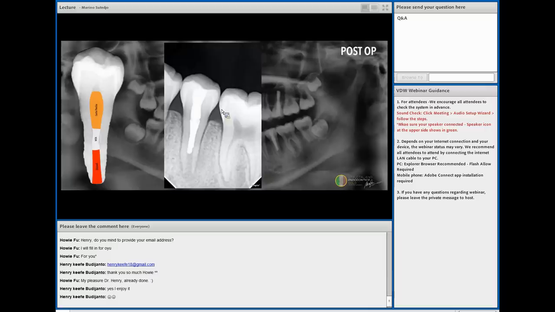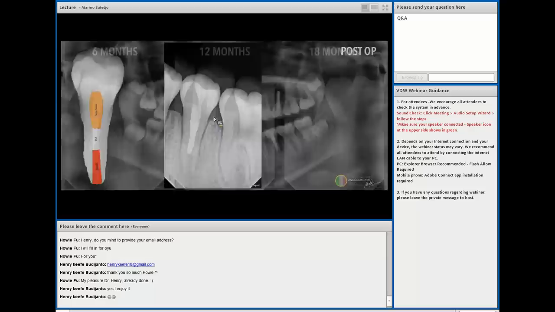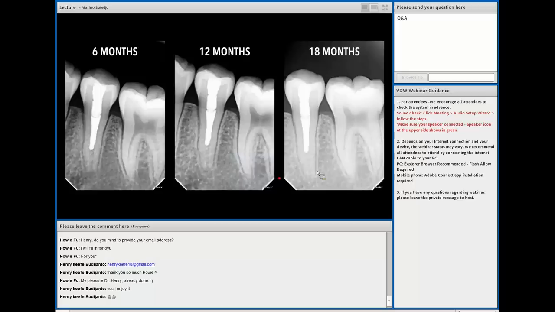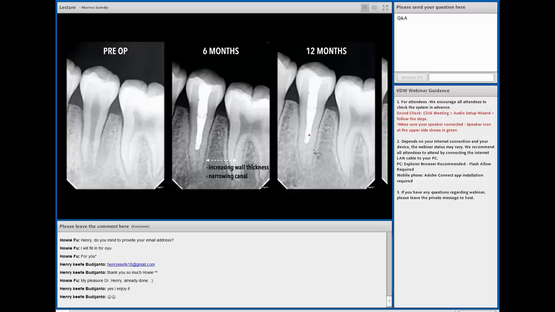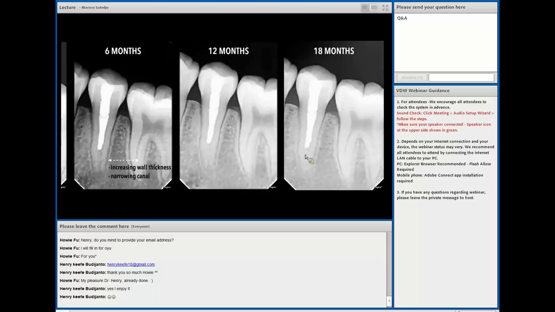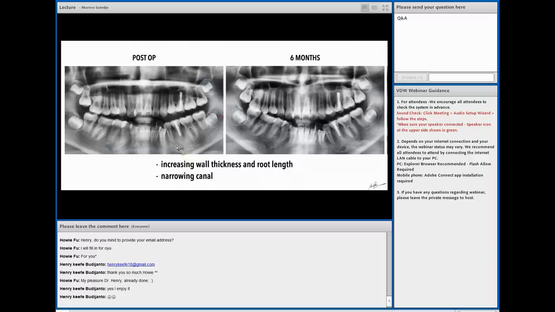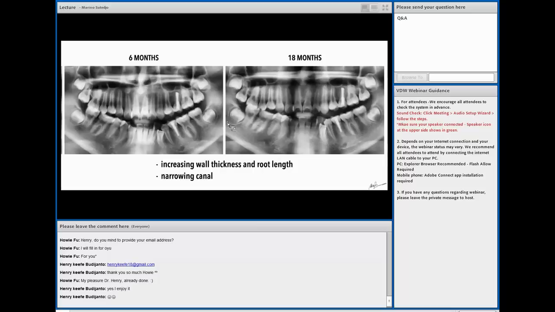And here you can see another continuation of my gutta percha. And this is 6 months follow-up, this is 12 months of follow-up, and this is 18 months. As you can see now, it's getting longer, and this is the pre-op, and you can see 12 months, you can see that the thickness of dentin is increasing, and the apical now is closing. And this is the 18 months, you can see the evidence is better. And this is the OPG from post-op and 6 months, you can see now the lesion is healing. And the width of the root canal is now smaller. So it means that the thickness wall is increasing. And this is the 18 months. You can see it's almost completely closed.